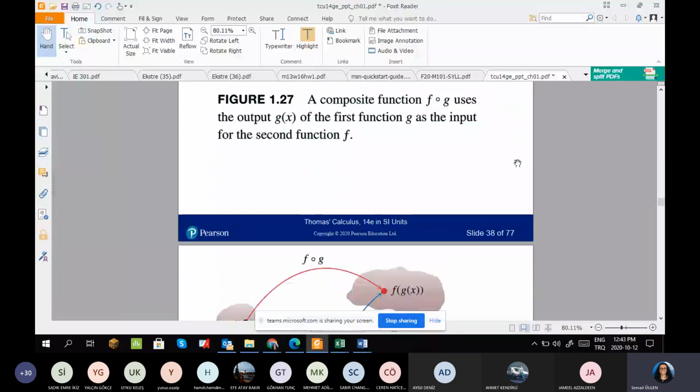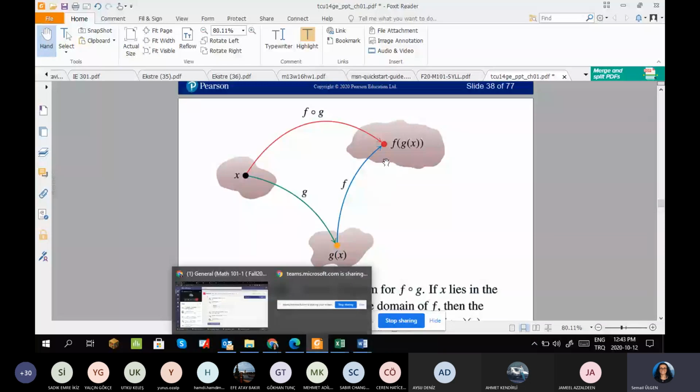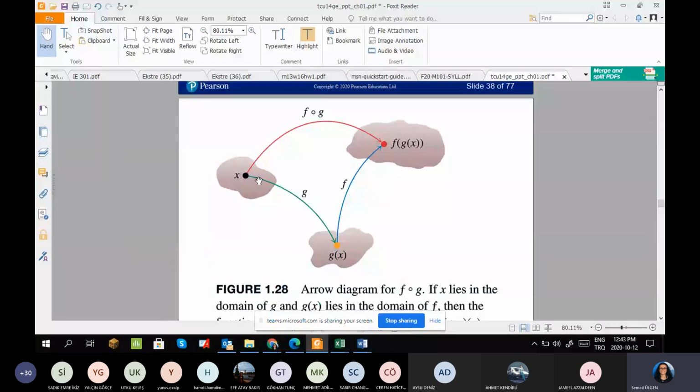Okay. And then if you look at this picture, this is another picture. These are sets. This is the domain of g, and then it goes to the range of g, and the range of g is the domain of f. Or the domain of f is inside the range of g, I should say. So we have the image of f composed g, and at the very end we have this red directional line. So x goes to f composed g like that.